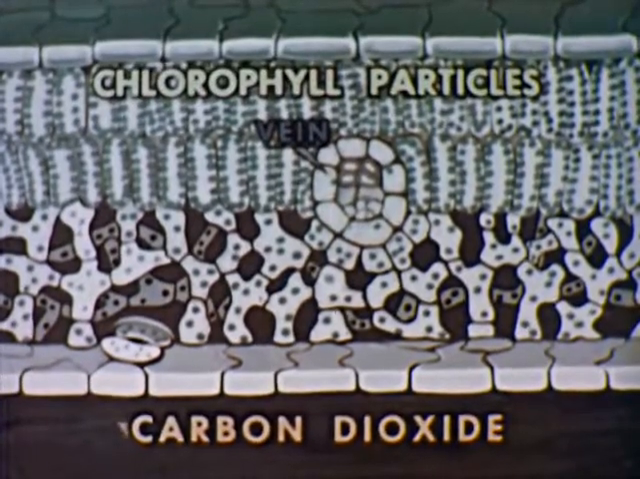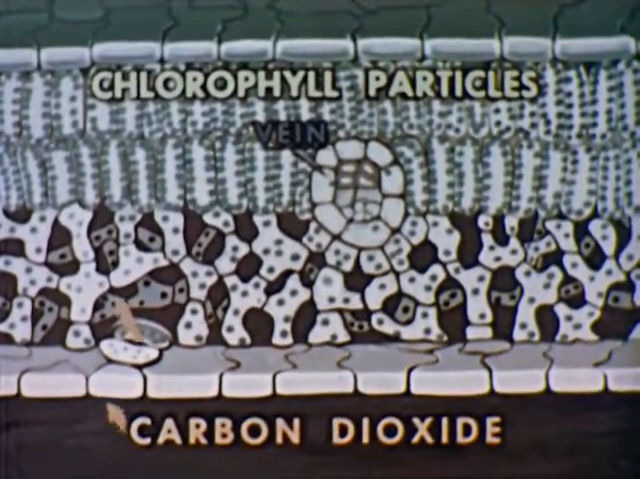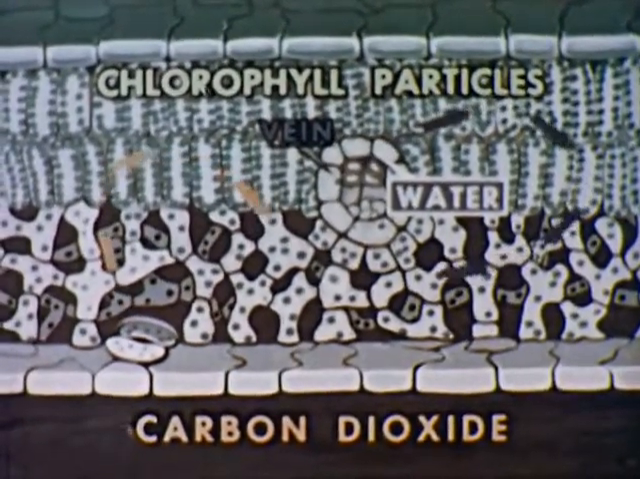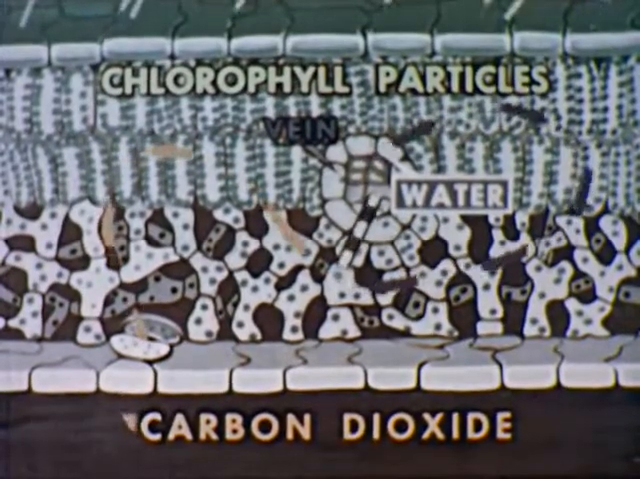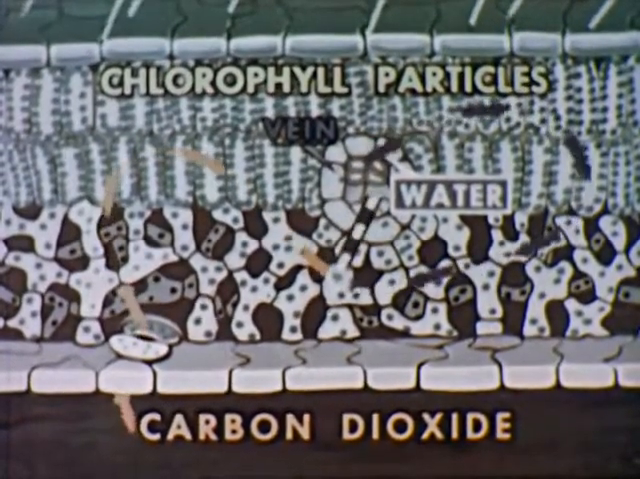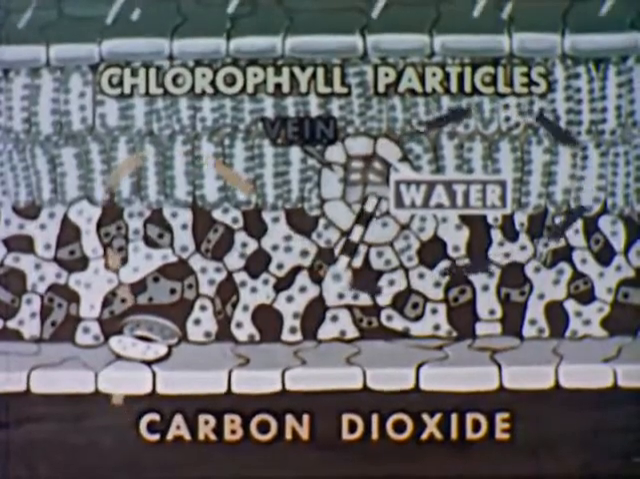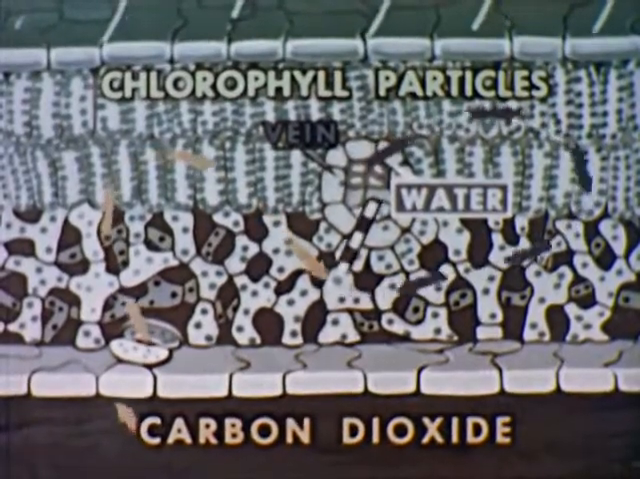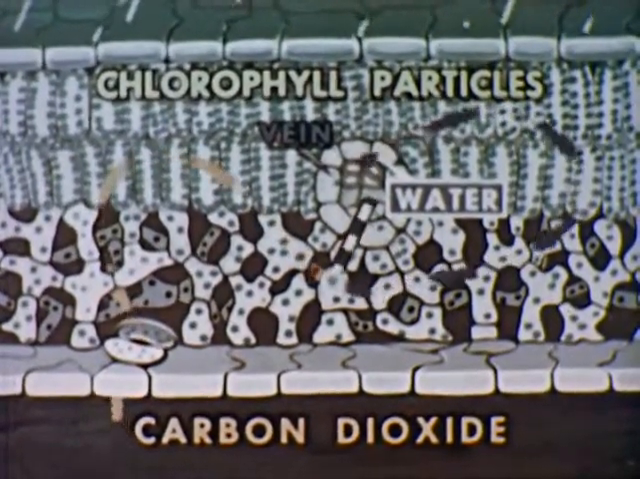Let's look at the cut edge of a leaf as it appears through a microscope. Carbon dioxide from the air enters through tiny holes in the leaf. Water comes up from the roots. Inside the leaf, carbon dioxide and water unite to form sugar, but only if chlorophyll and light are present. The newly formed sugar goes back into the other parts of the plant. There it is used for growth, or it may be stored. When sugar is produced faster than it is carried away, it may be changed to starch and stored for a few hours inside the leaf.